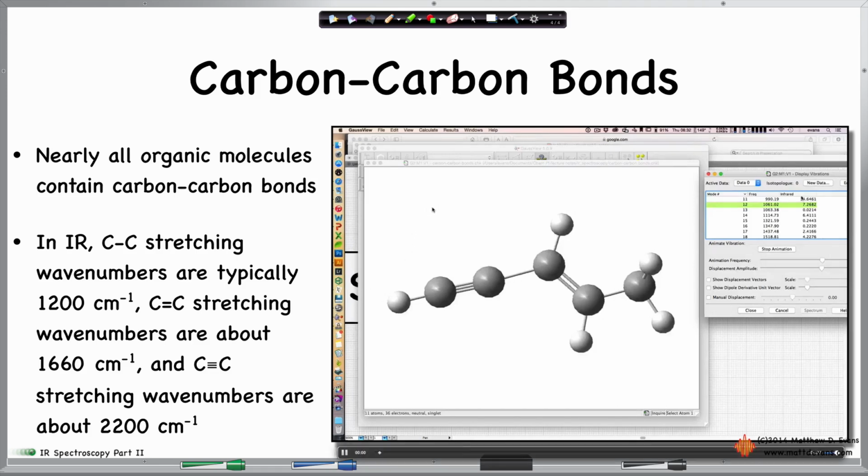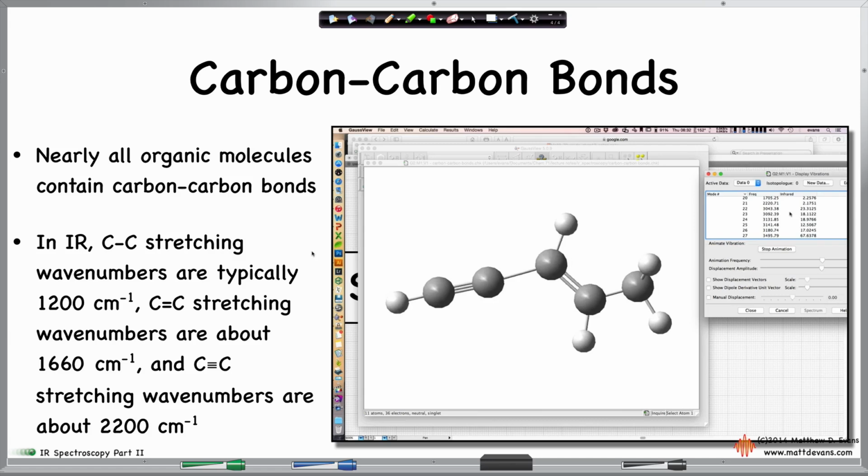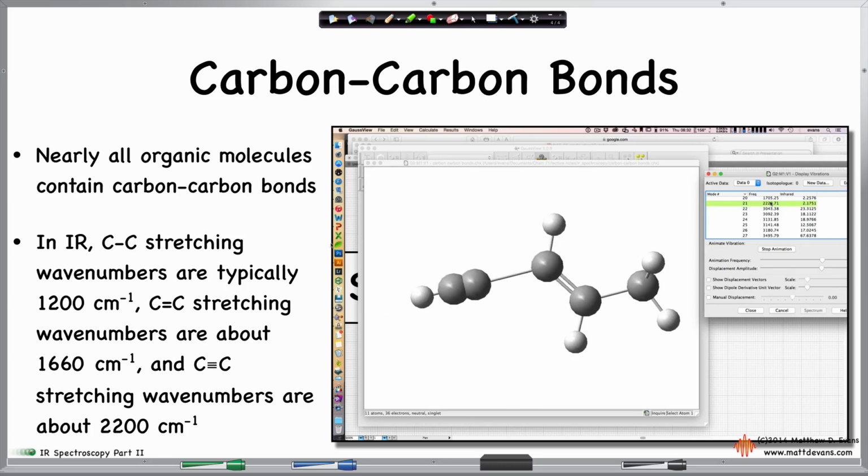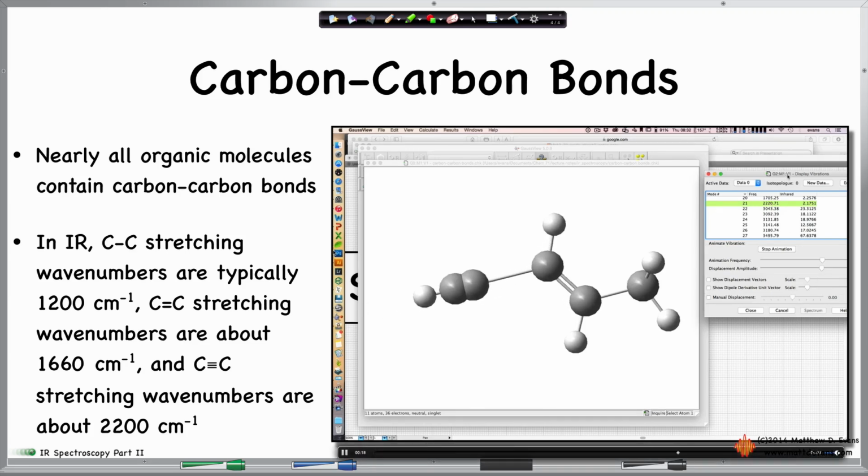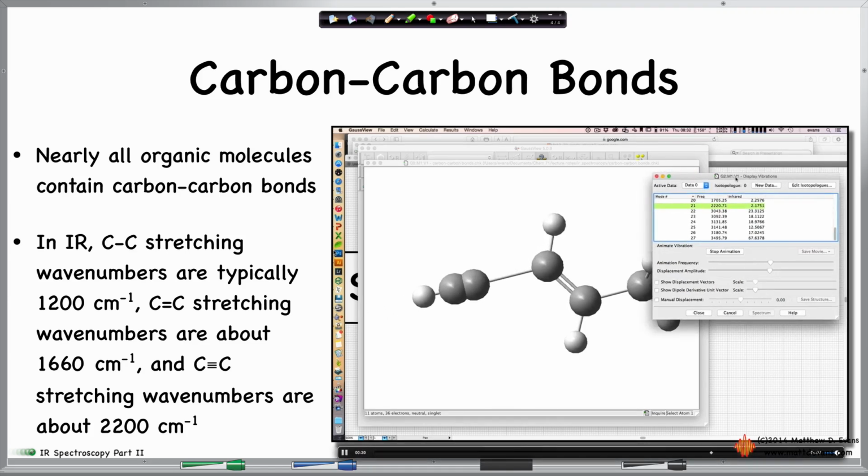I'm going to go ahead and start this animation here. What we're looking at is the stretching of a single bond, and I'm going to switch to double bond at about 1700. You must take these Gaussian results, this program, with a grain of salt. They're often a little bit off from reality. And now finally the triple bond stretching, that's 2200 or so. Okay, so triple bond, double bond, single bond.